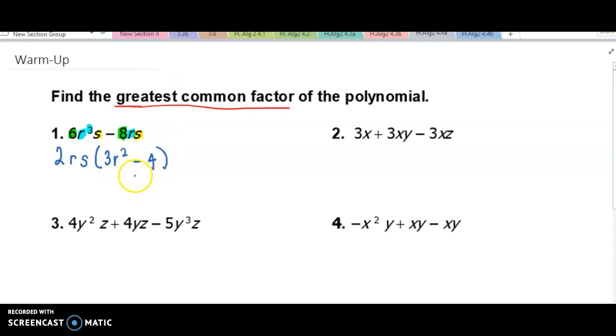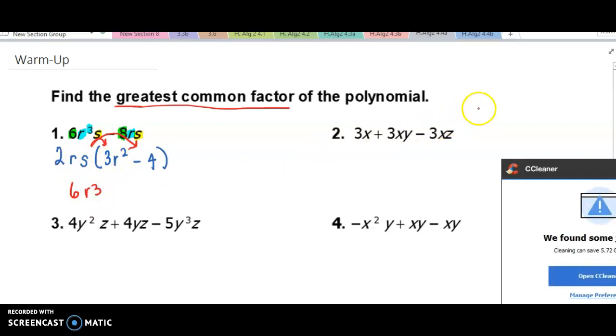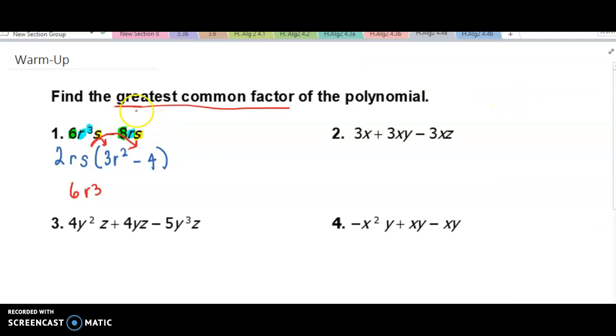Okay, now, if you want to check yourself, what you could do is distribute this through. Okay, and if you distribute this through, 2 times 3 is 6. R to the 1st times r squared is r cubed. And then the s times nothing is just an s, and then minus, if we distribute this, it'd be 8rs, which is the same thing as what we started with. All right, let's do number 2 here.